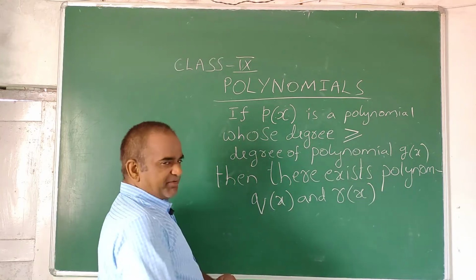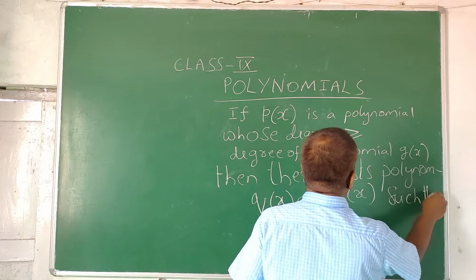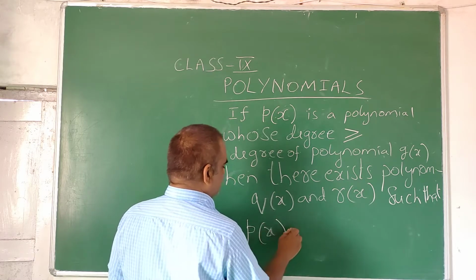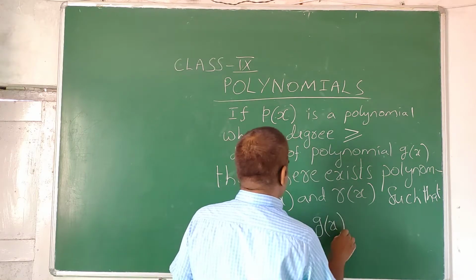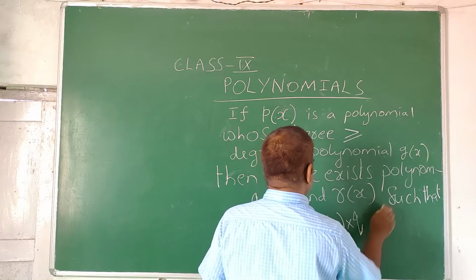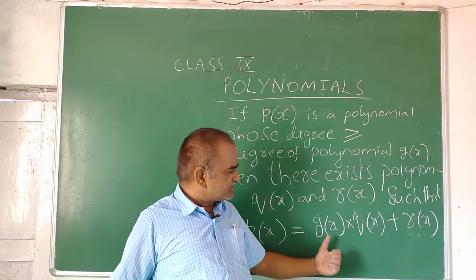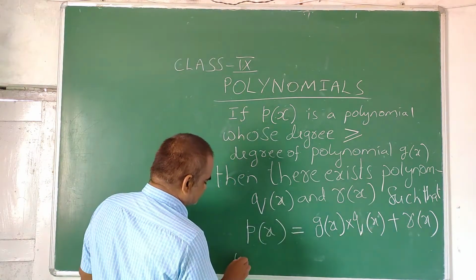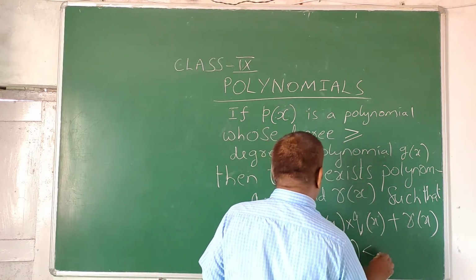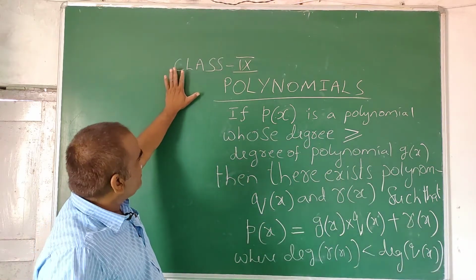There exist polynomials q of x and r of x such that p of x is equal to, see this is most important, g of x into q of x plus r of x, where degree of r of x is strictly less than degree of g of x. Understood? So this is division algorithm of polynomials.